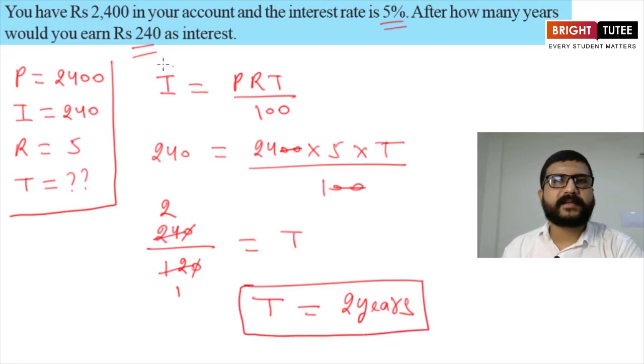So it means if we keep 2400 in the account and the rate of interest is 5%, then after 2 years interest earned will be rupees 240.